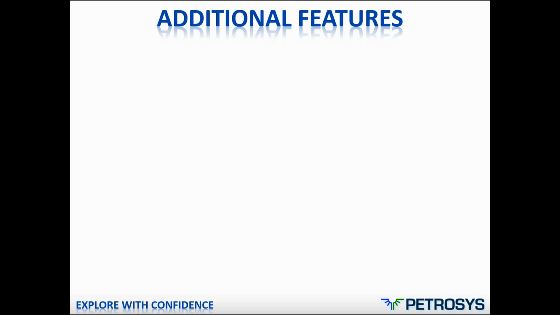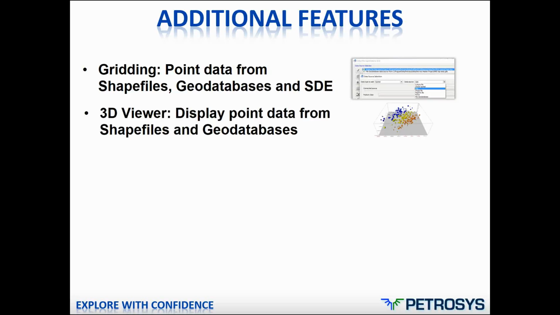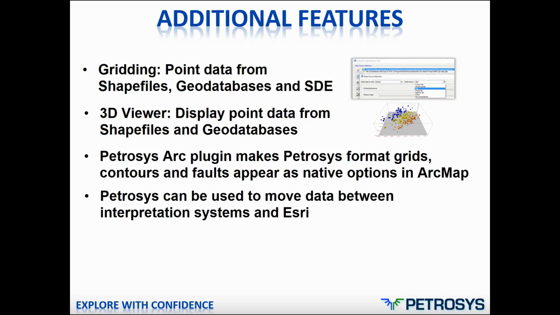Before starting the demo, it's worth noting additional GIS file functionality in Petrosys. You can use point data from shapefiles, geodatabases and SDE as gridding input. If you have polygon feature classes, they can also be used to define fault polygons during gridding or for clipping the grid. Our 3D viewer displays point data, and we have a plugin for ArcMap that allows Petrosys' own format of grids, contours and faults to be displayed directly without needing to export them into ESRI formats.